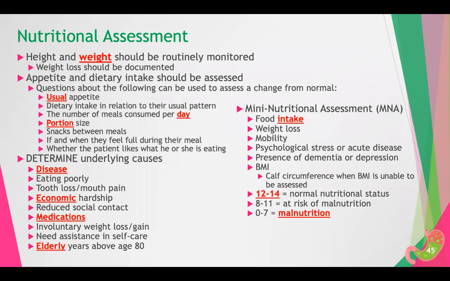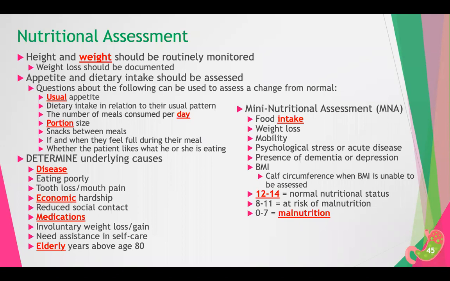So how do we assess if an individual is experiencing malnutrition? We want to make sure that we're getting a height and weight. This should be monitored routinely, and typically this will be done with a physical exam. And of course, we want a nutritionist or a dietitian to assist with nutritional assessment. As a clinician, if you see an individual who might possibly be experiencing malnutrition, referral would be needed. But we do want to assess their height and weight.